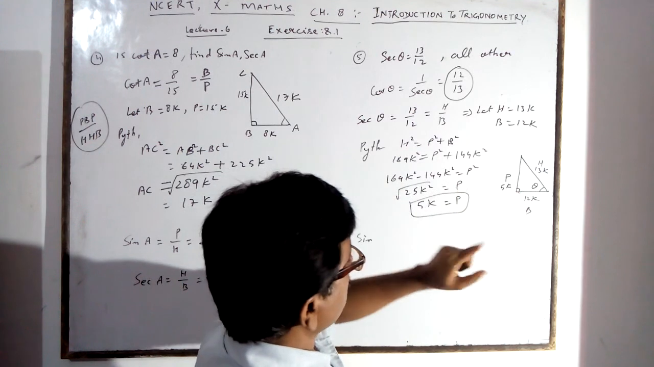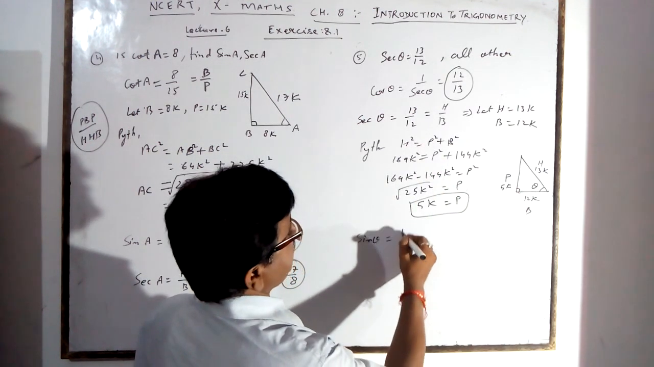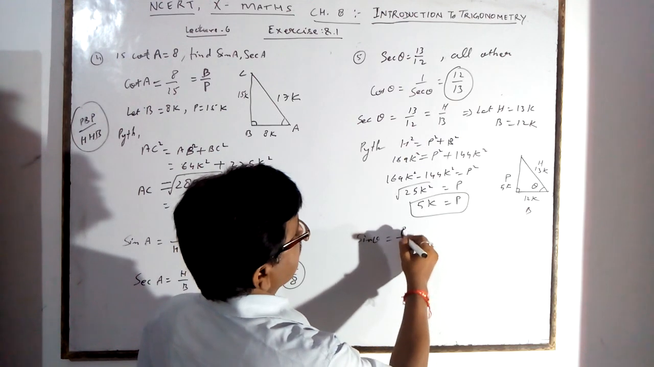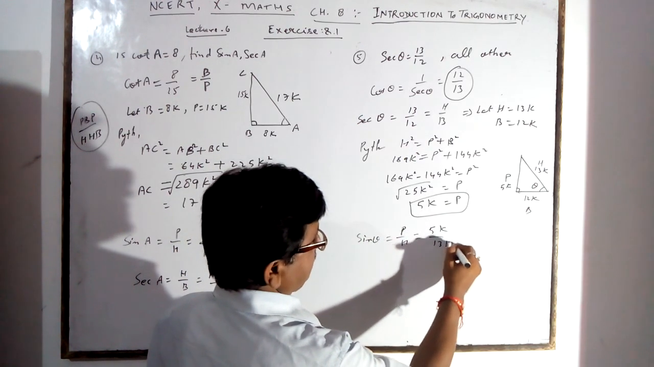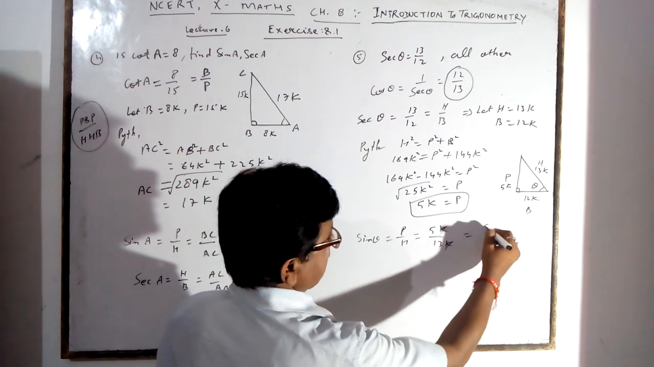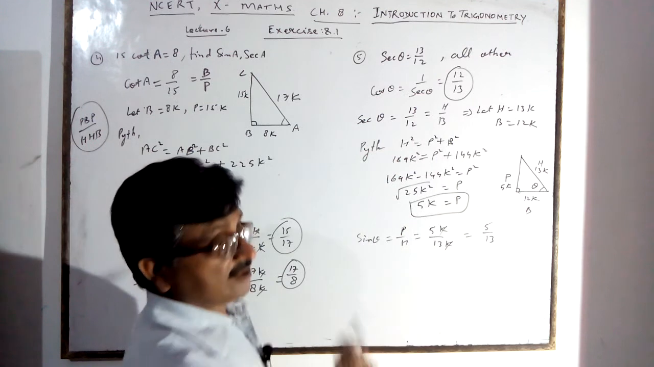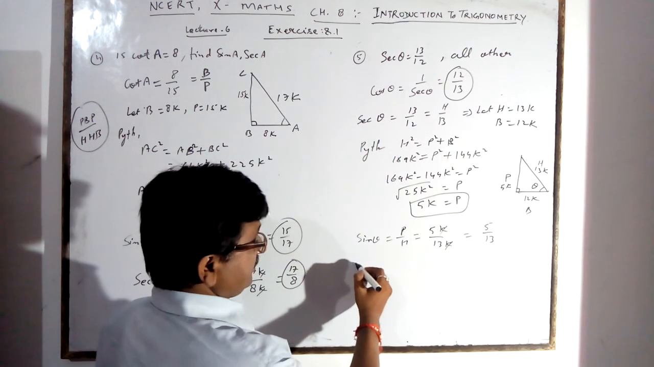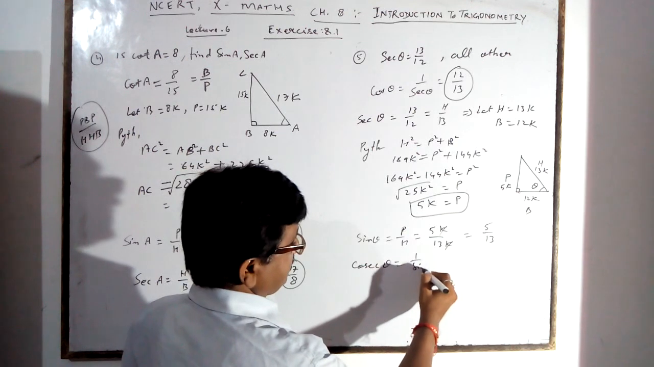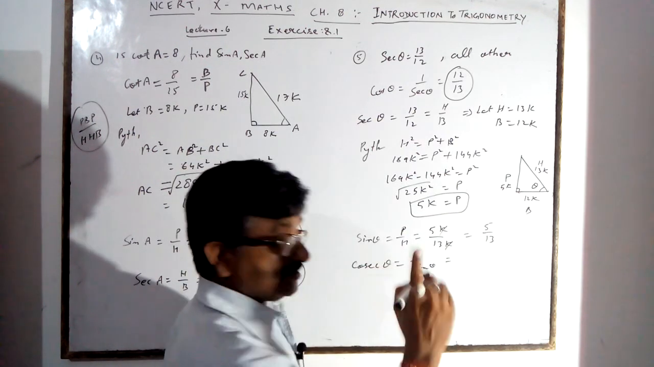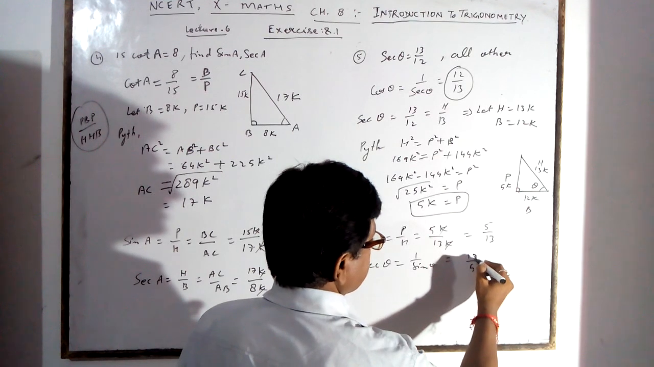You will find out what? Sin theta. Sin theta is p upon h. What is the perpendicular? 5k upon 13k. K cancels, 5 by 13. Cos and sec are already over. Sin is there, it means cosec is its reciprocal. Cosec theta is 1 upon sin theta. These identities you must learn. That will be 13 by 5. Another answer you are getting.